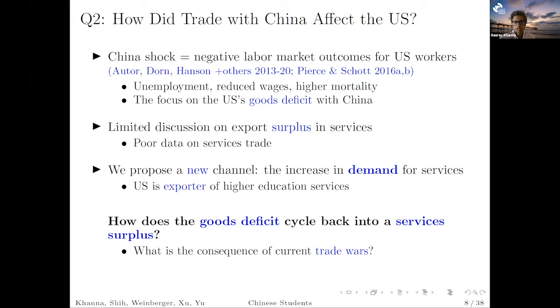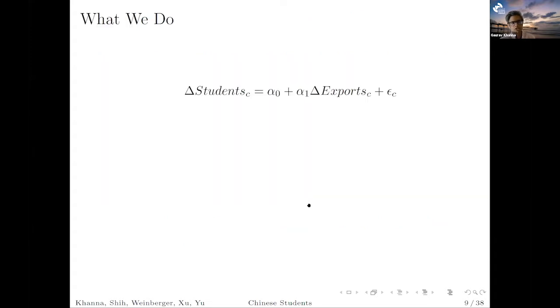The current trade wars over the last couple of years: what are the consequences for the export of higher education services, and therefore the higher education sector more broadly, right? So those are the kind of questions we're interested in more broadly. And so what are we going to do here?